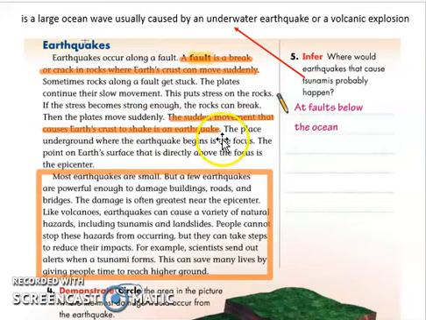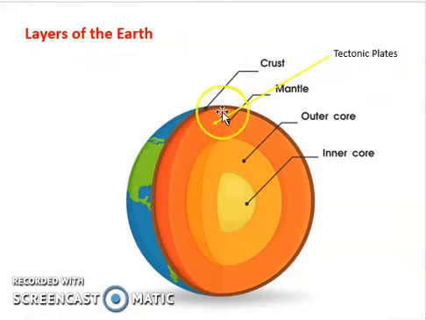I will repeat. The sudden movement or shaking of the Earth's crust is called earthquake. So I'll go back to this. In the crust, when you see a crack or a break, we call it a fault. And then when the fault is shaking or the crust of the Earth is shaking or moving, we call it an earthquake.